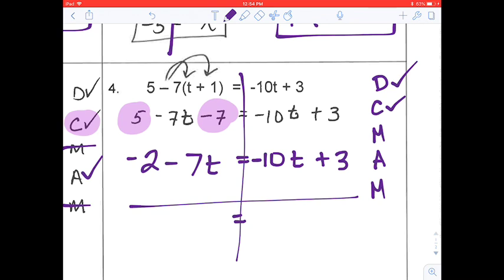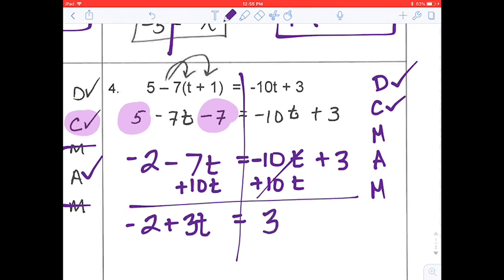Negative 2 minus 7t equals negative 10t plus 3. Again, same thing as before. I prefer dealing with positive numbers. If I add 7t to both sides, I will still be left with negative 3t. If I add 10t to both sides, negative 7 plus 10 gives me a positive 3t. That's nicer, so let's go with that. Negative 2 plus 3t equals 3.